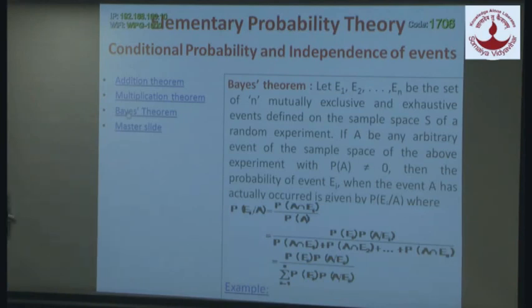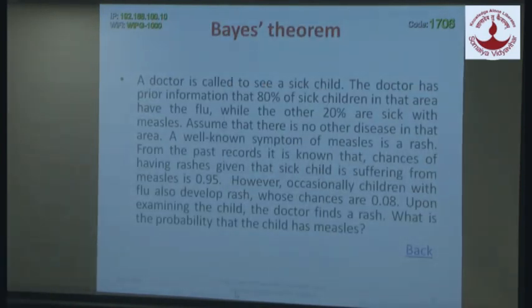So I will give one example for this. A doctor is called to see a sick child. The doctor has prior information that 80% of sick children in that area have the flu, while the other 20% are sick with measles. So these are the two events defined. Either they will have flu or measles. Let E1 be the event that the selected sick child has flu, and E2 be the event that he has measles.